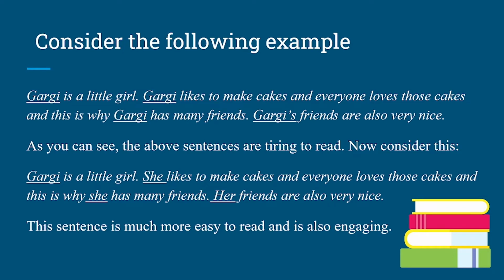Let us now read the modified version. Gargi is a little girl. She likes to make cakes and everyone loves those cakes. And this is why she has many friends. Her friends are also very nice. This was easier to read and certainly felt more engaging as well.